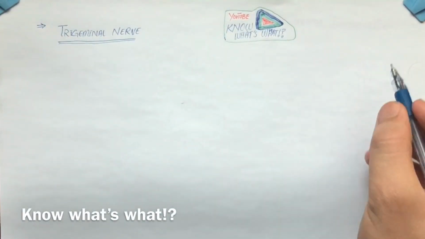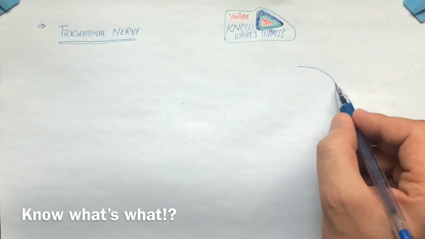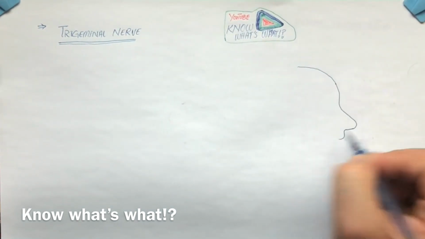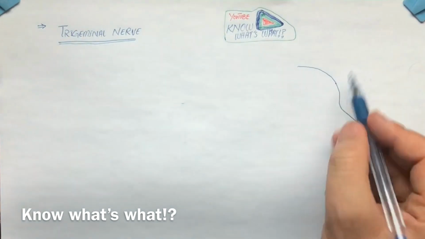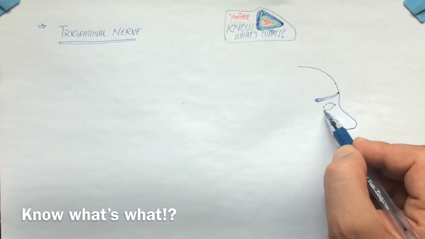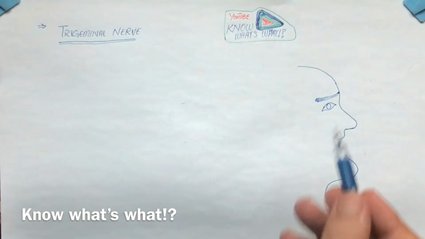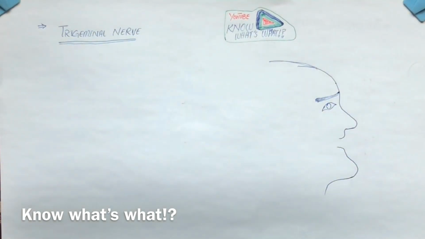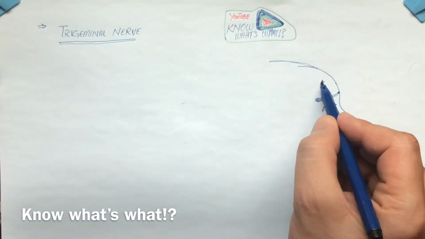Hi, in this video we are going to look at the trigeminal nerve, which is the fifth cranial nerve that receives the different sensation from the face, and it has three branches. So here we draw the face, and let's put the first branch of the trigeminal nerve.